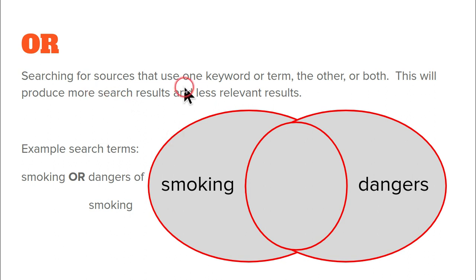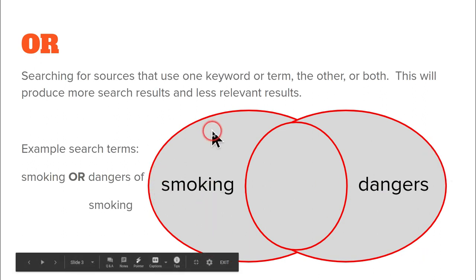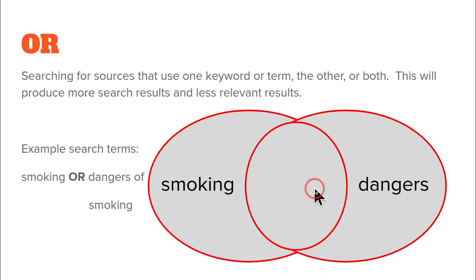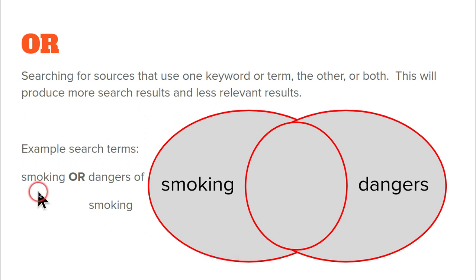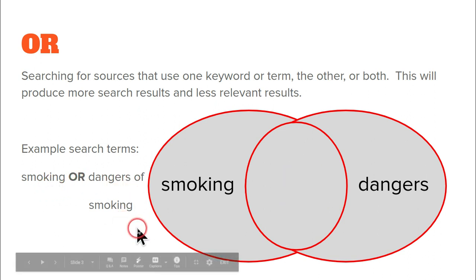So using the word or would produce either one keyword, or the other keyword, or both, and it will produce overlapping. So the both. So smoking or dangers of smoking. So you would have smoking in your results, you would have articles that mention dangers of smoking or dangers, and smoking and dangers of smoking. So you would have both, okay, in your results.